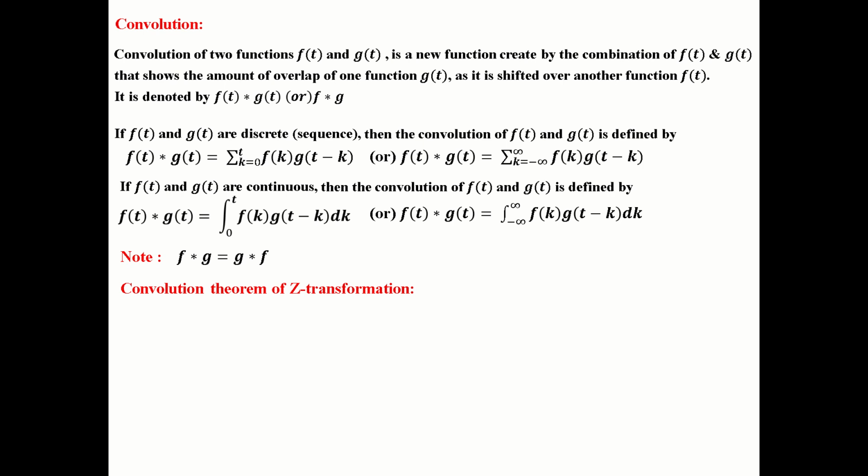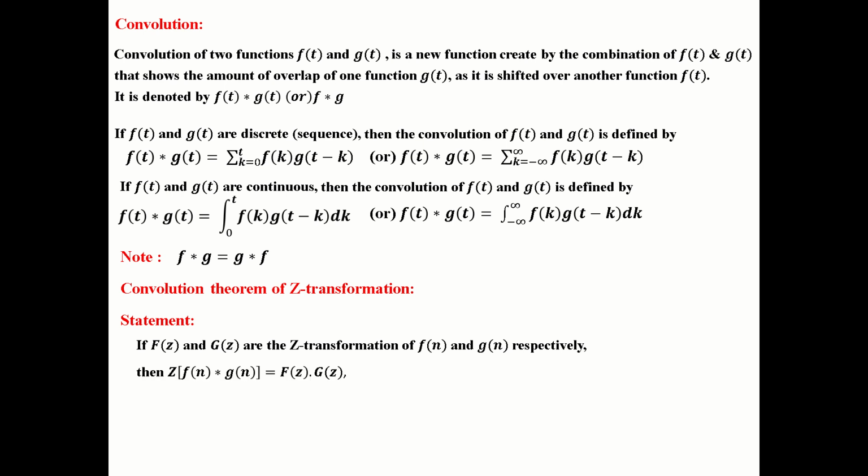Convolution theorem of Z transformation, statement. If F of z and G of z are the Z transformations of f of n and g of n respectively, then Z of f of n convolution g of n is equal to F of z into G of z, where f star g is the convolution of f of n and g of n. Also, Z inverse of F of z into G of z is equal to f star g.